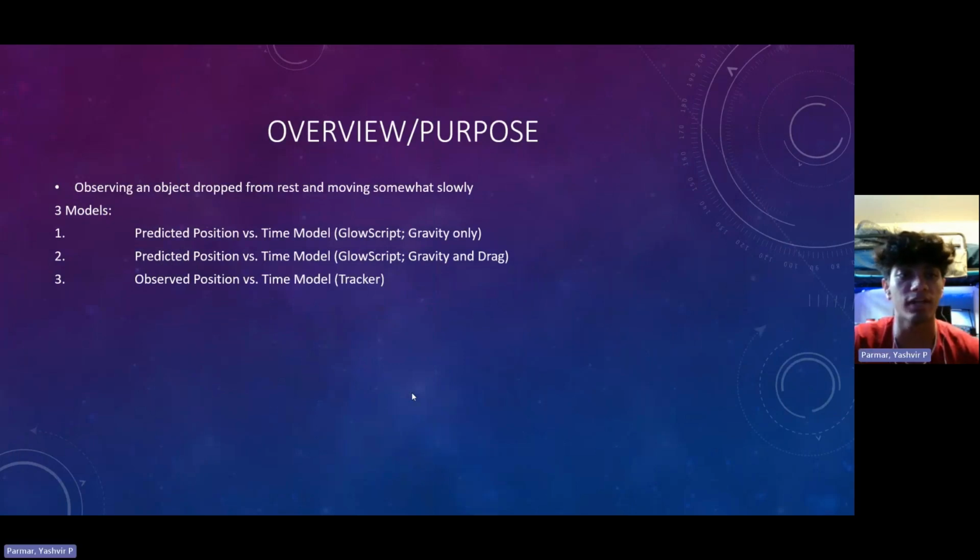So the overview of this lab is that we're observing an object drop from rest and moving somewhat slowly. Basically, it moves slower than if we dropped a rock. There will be 3 models in this experiment: 2 predicted models through GlowScript, position versus time graphs, 1 with gravity only, 1 with gravity and drag, and then an observed position versus time model using a software called Tracker.